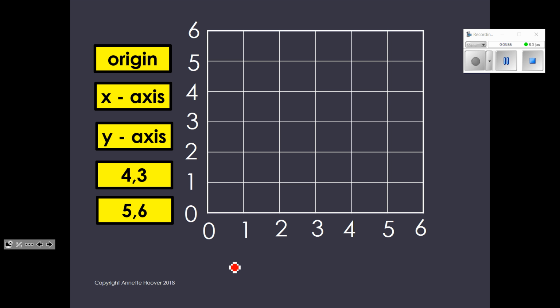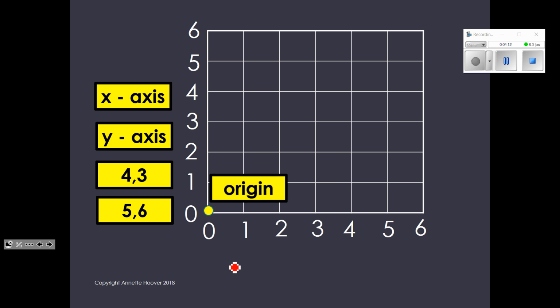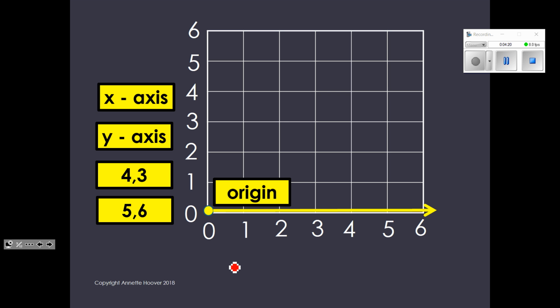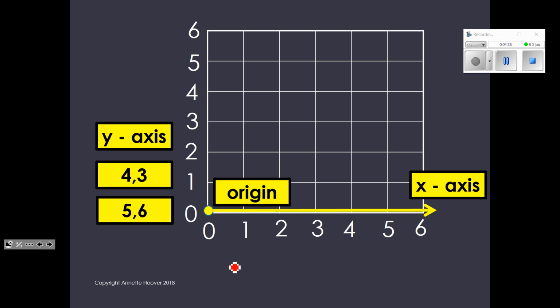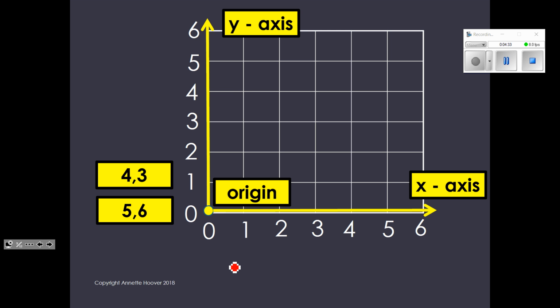Okay, on the notes that you have, you can either cut out these 5 word boxes, or you can just write them in, but we're going to fill these into your notes now. First, we have the origin. The origin is at 0, 0, so we're going to label that origin. The x-axis is at the bottom, going horizontally, so we want to label that somewhere, x-axis. The y-axis is the one going up right here. Y stands tall, so we're going to label that the y-axis.